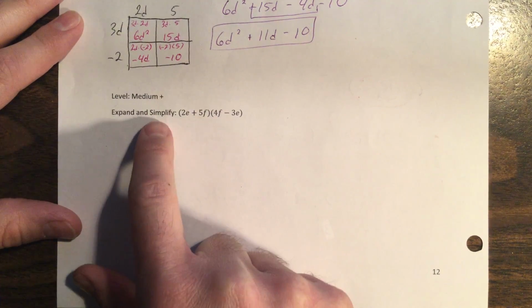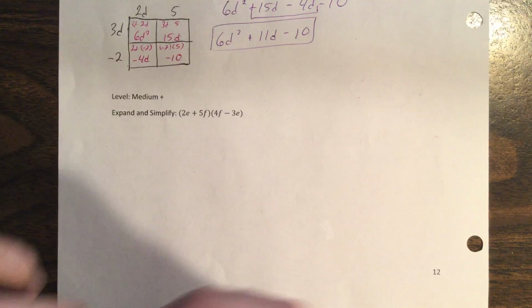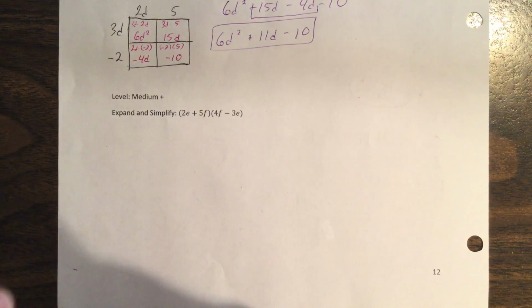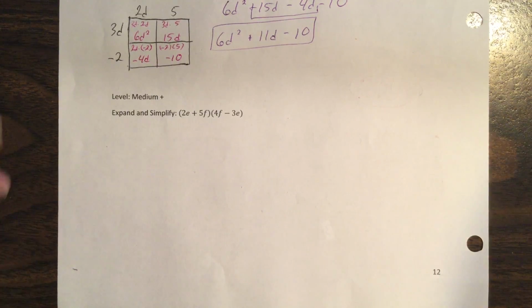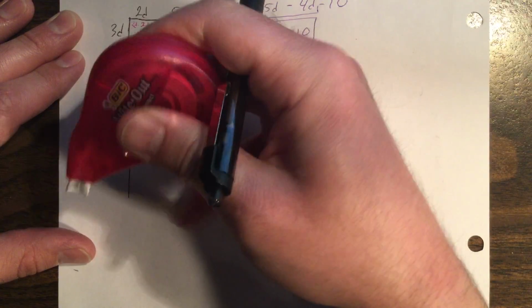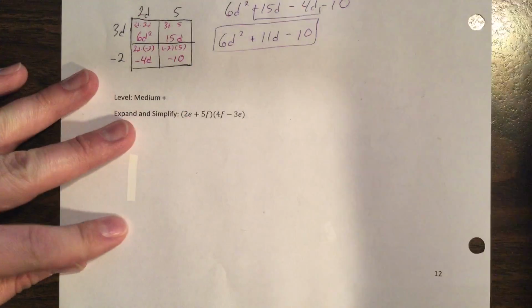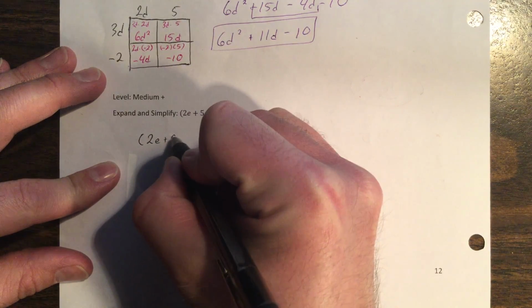All right, so let's take a look at what I'm going to call a medium plus. The reason I call it a medium plus is because it looks kind of like a medium, but we've added a little extra, and there's a slight wrinkle in there, which changes things just a little. And so we're going to call that a medium plus. And I'm going to use FOIL in this case here. I was thinking of grid, but let's use FOIL 2e plus 5f.